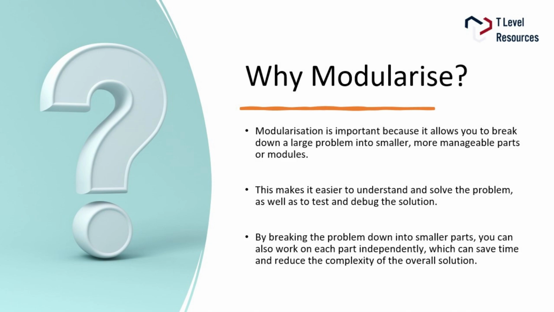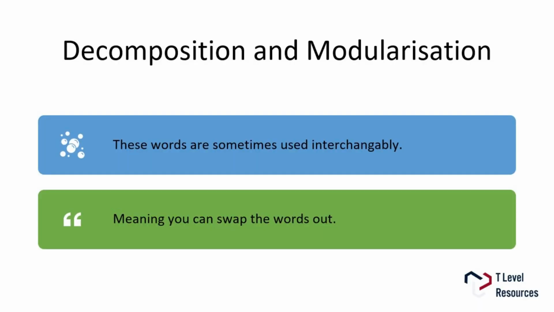manageable parts or modules. This makes it easier to understand and solve the problem, as well as to test and debug the solution. By breaking the problem down into smaller parts, you can also work on each part independently, which can save time and reduce the complexity of the overall solution. Decomposition and modularization. These words are sometimes used interchangeably, meaning you can swap the words out.